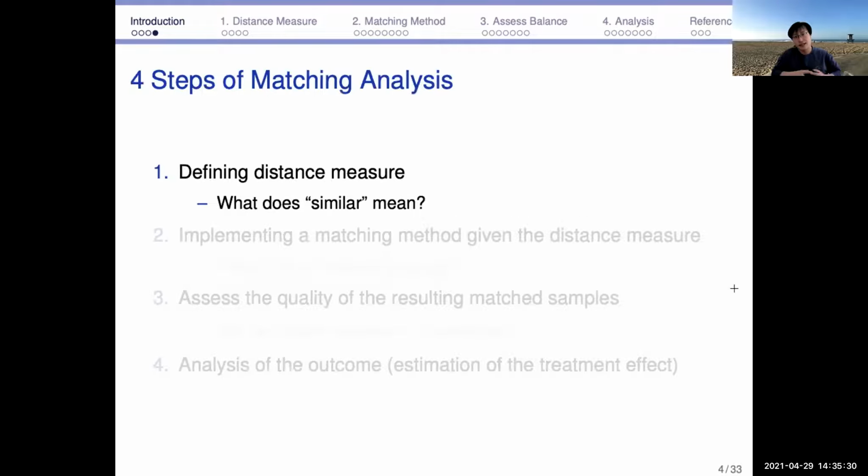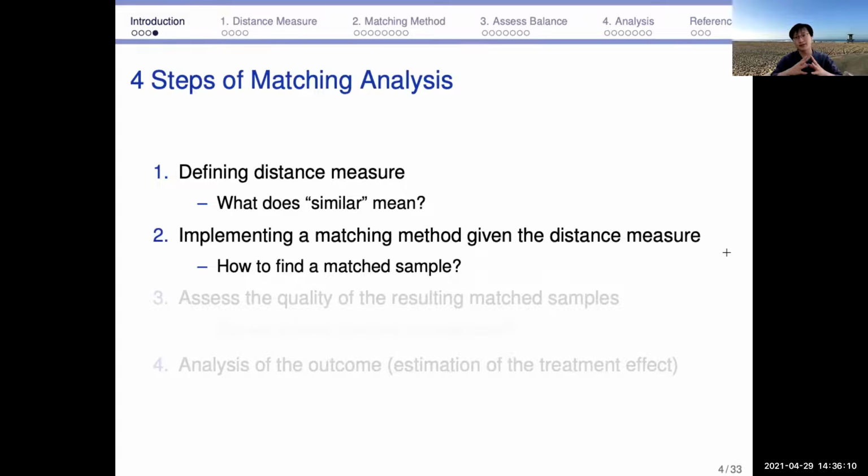So these 4 steps: defining the distance measure essentially means, how do we determine whether 2 individuals, one from the treated and one from the control, are similar to each other in terms of covariate value. And some of you have already hinted at that. You have different types of distance measures that one can use to define the similarity. And from what we have just seen, the property of propensity score, we can also define a distance measure based on the propensity score.